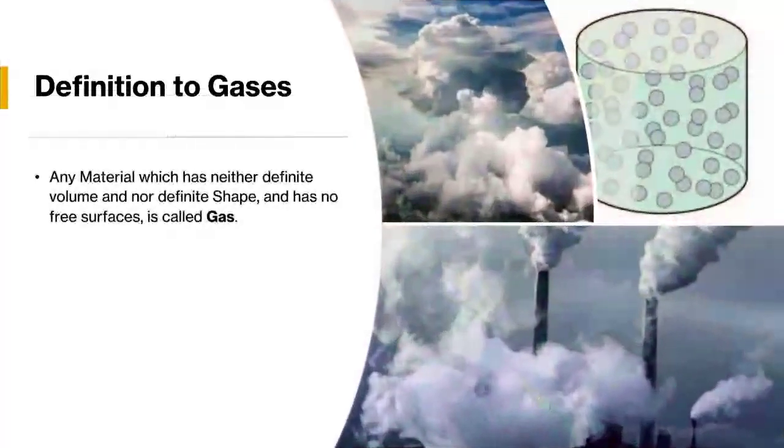Definition of gases: any material which has neither definite volume nor definite shape and has no free surface is called gas. For example, oxygen. It has neither definite shape nor definite volume and no free surface.